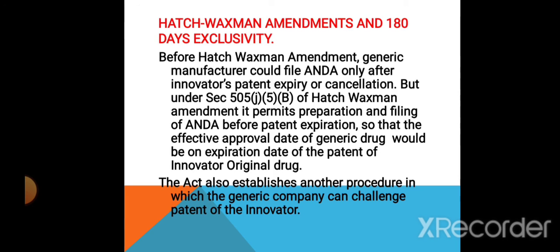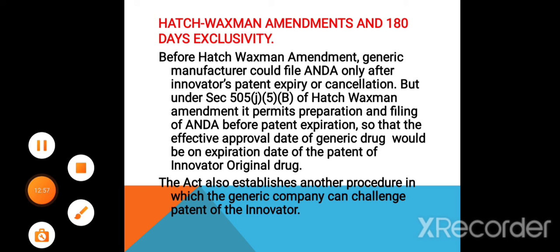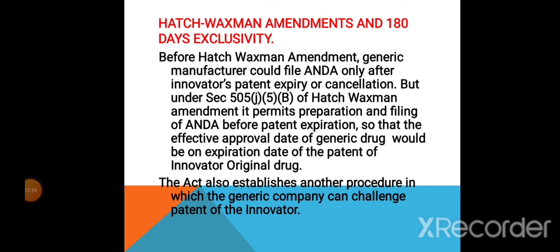Hatch-Waxman amendments and 180-day exclusivity. Before the Hatch-Waxman amendment, a generic manufacturer could file an ANDA only after the innovator's patent expiry or cancellation. But under section 505(j)(5)(B) of the Hatch-Waxman amendment, it permits preparation and filing of an ANDA before patent expiration, so that the effective approval date of the generic drug would be on the expiration date of the patent of the innovator original drug.